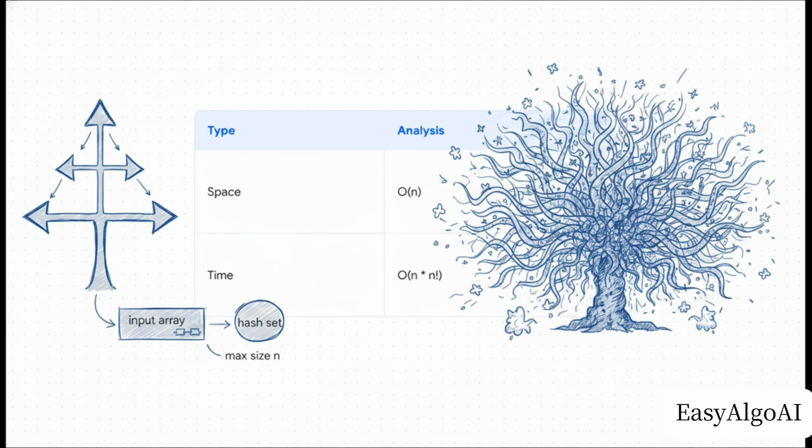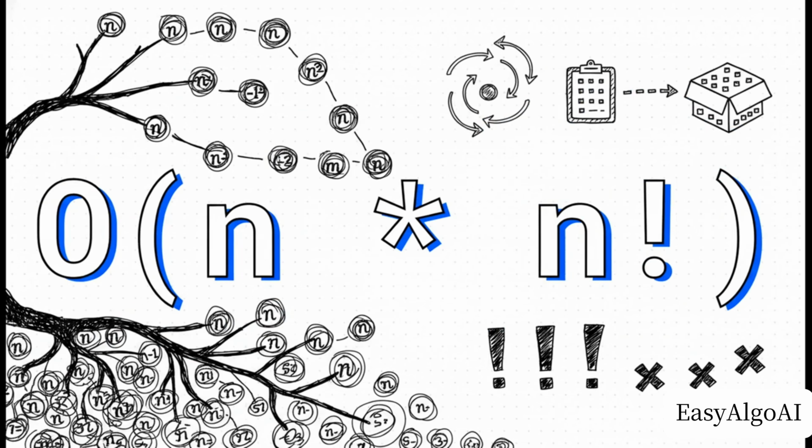But the time complexity? Well, that's a completely different beast entirely. We land on this massive, almost startlingly large time complexity of O of n times n factorial. Let's quickly break down why it is so heavy. Starting from the root, we explore n candidates. For each of those, we explore n-1 candidates, then n-2, all the way down to 1. This math naturally generates a total of n factorial permutations.